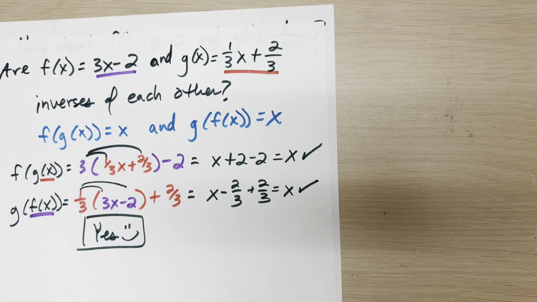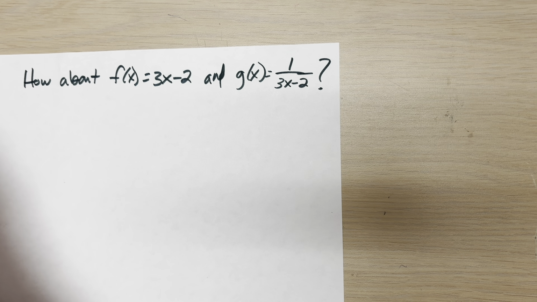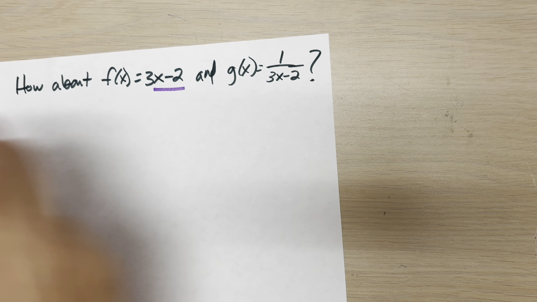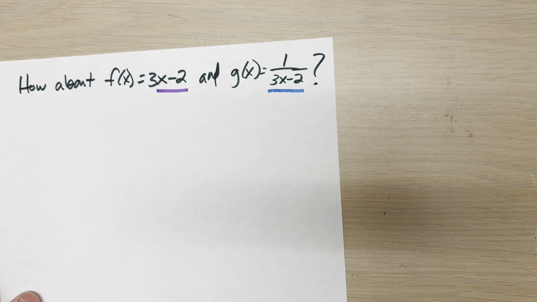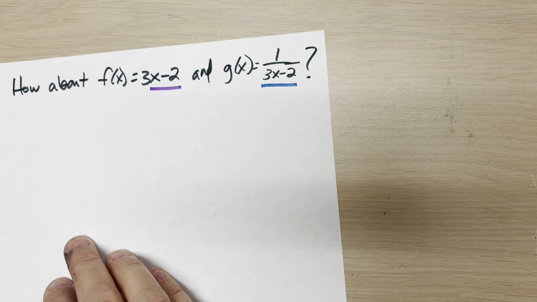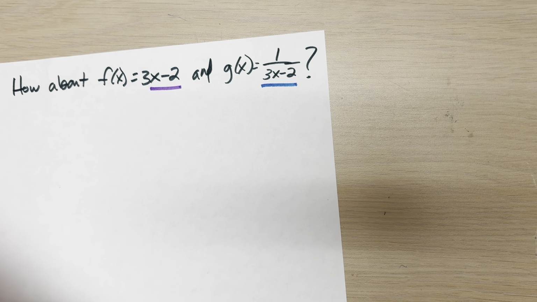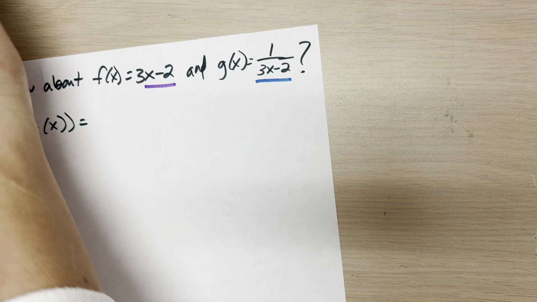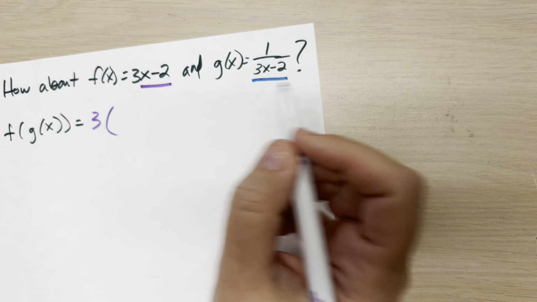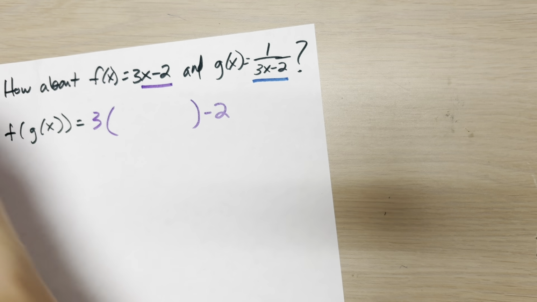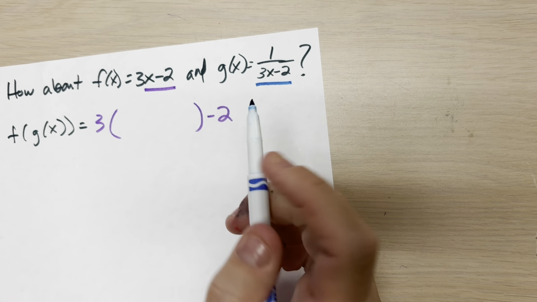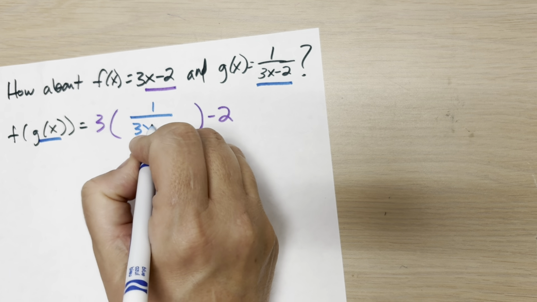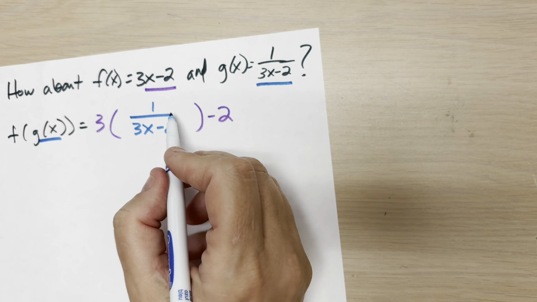Let's look at one where that may not be the case. What if we look at f of x is 3x minus 2, and this time g of x is 1 over 3x minus 2. Obviously, we know from the last one that this is not going to be the inverse, but let's see if we can play around with it just to verify that it is not the inverse. So the f function rule says 3 times something minus 2. Wow, I wrote that really big. g of x is going to be the something we throw in here, 1 over 3x minus 2.